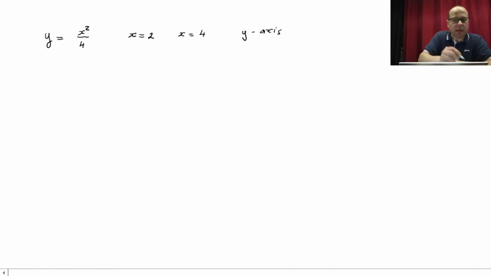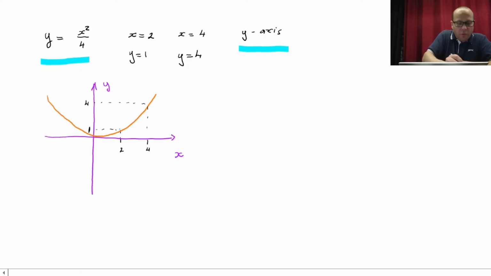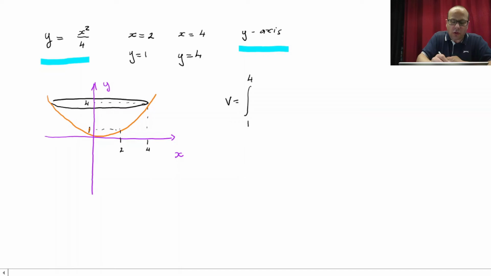Let's get another example where we've been asked to rotate this function on the y-axis. For x equals 2, y equals 1, and by substituting into the formula, y is equal to 4. Let me sketch this function. Then the volume of this shape will be given by the formula V equals the integral between 1 and 4. You can see that the limits are on the y-axis, pi x squared dy.